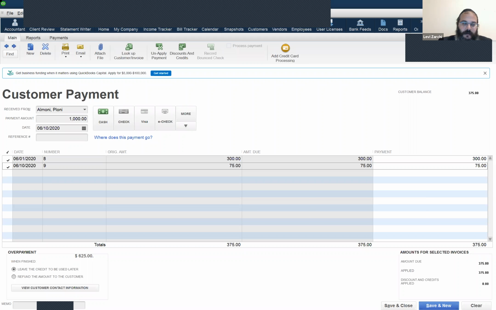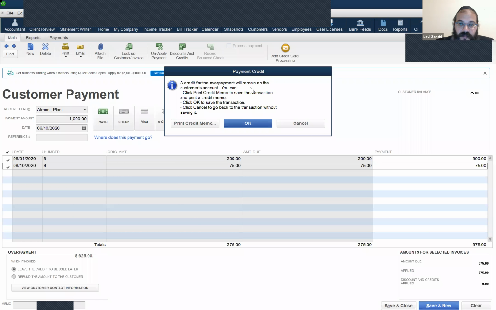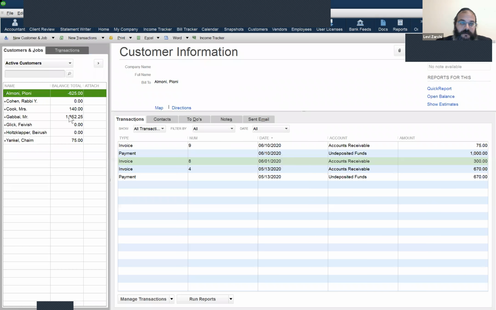And this is similar to what would happen if you wrote out a check to a vendor without paying the bill. If you recall, I said last time, you don't just write out a check to National Grid for their invoice. You would go to pay vendors. Yeah, credit for the overpayment will remain on his account. You could print it. Okay, fine. I'll ignore the rest of the information for now. And now it shows a negative receivable of 625. So that this all ties out.